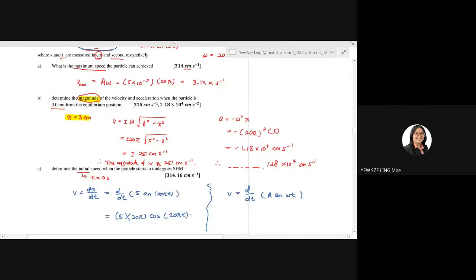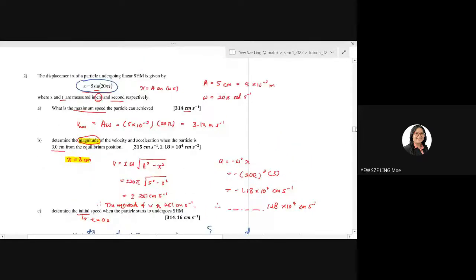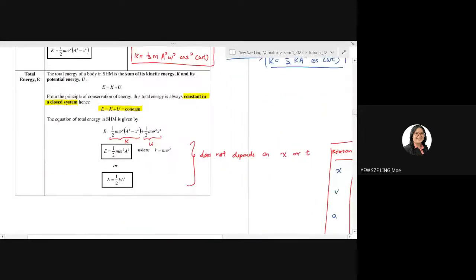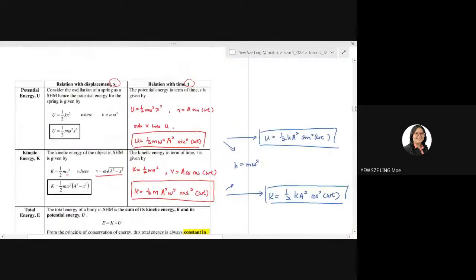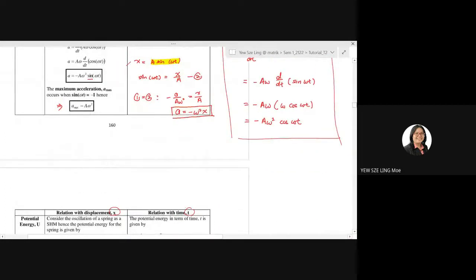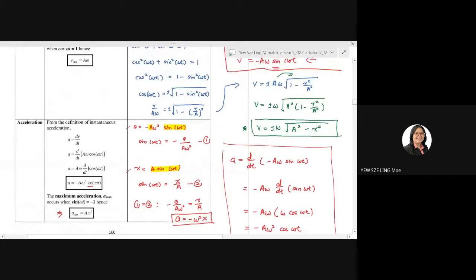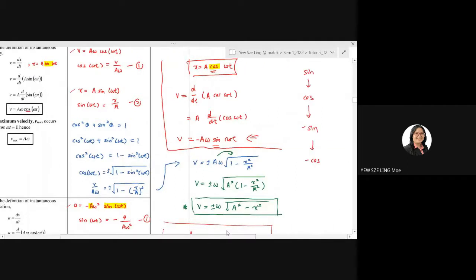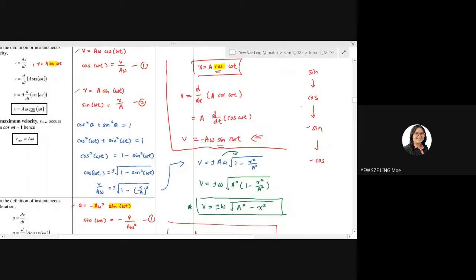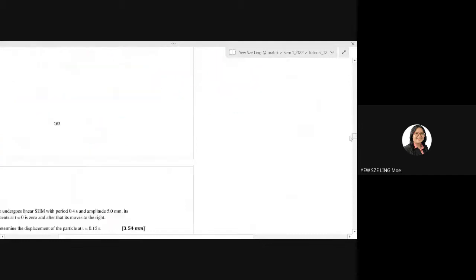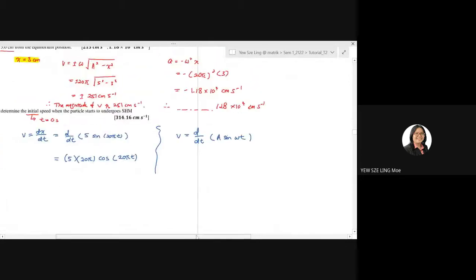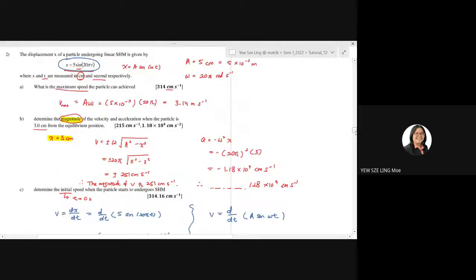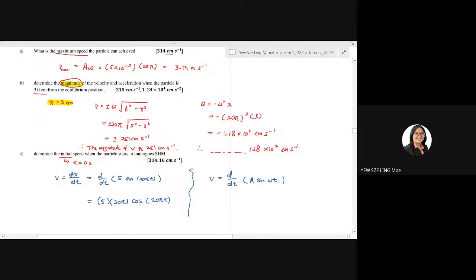Wait, let me go back to something. Oh yeah, I made a mistake last week. Let me see. I differentiate, oh yeah, that's correct. So sine, cos, negative, yeah, true. So now I differentiate sine, I get a positive cos.